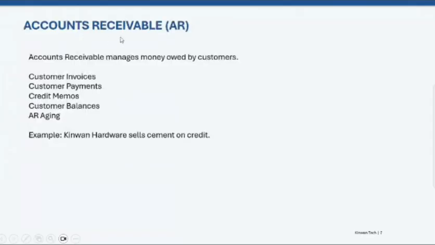When we come to account receivable, abbreviated as AR, account receivable manages money owed by customers to the business. So this is where we have the customer invoices. Under the account receivable, we have the customer payments. We usually have credit memos, which are applied against the invoices. You usually have the customer balances and the account receivable aging balances, which can be created as a generic inquiry, a GI, or in some scenarios, it is already integrated with the system. An example is that Kinwan Hardware Limited sells cement on credit to credit customers. So this is the whole analogy of account receivables.